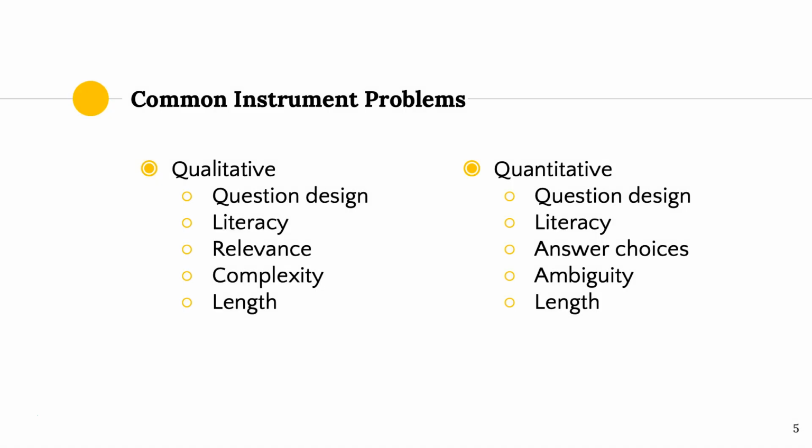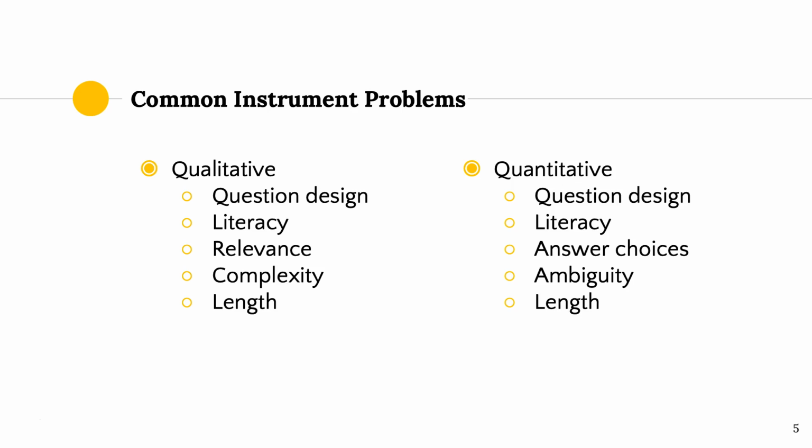Once you start collecting data, you may realize there are problems with your instruments. This means your survey or your key informant or focus group guides. Perhaps the questions were written in a way that leads to different answers than you expected, meaning answers that aren't as useful or don't get at what you really meant to ask.